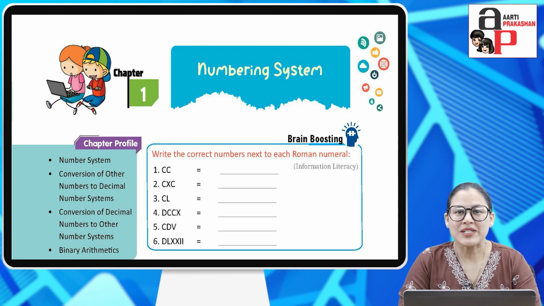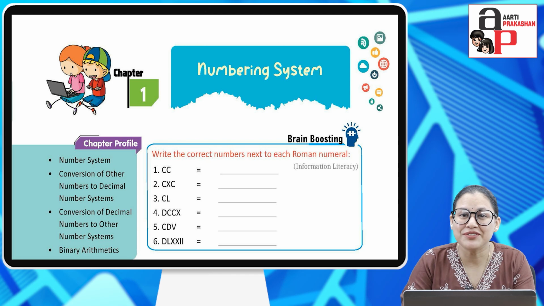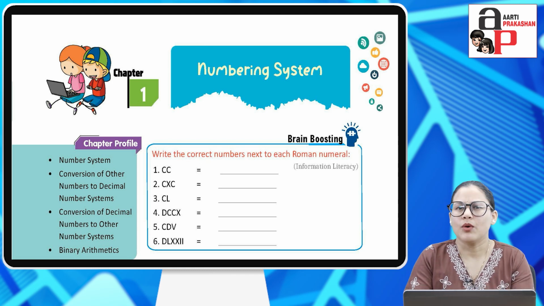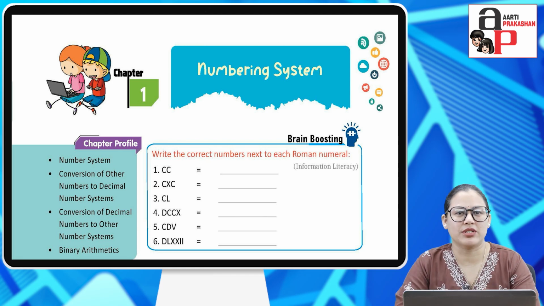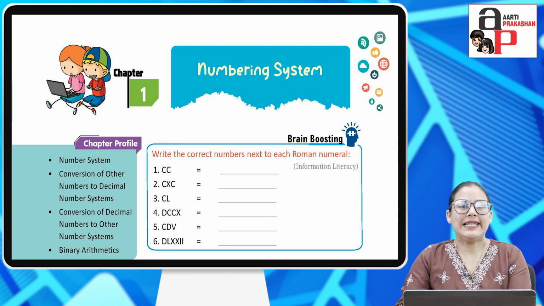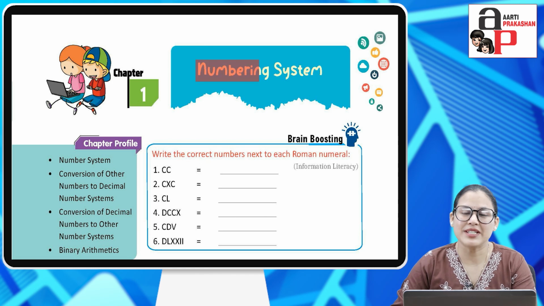Today we are going to explore an amazing tool that has changed the way we live, learn and play. Can anyone guess what it is? That's right, it's the computer, and I guess computer is one of the most interesting subjects, isn't it? So let's get started. Our today's chapter: numbering system.